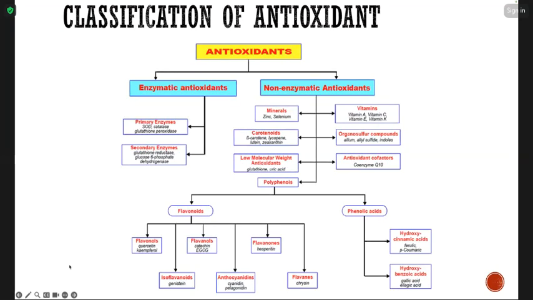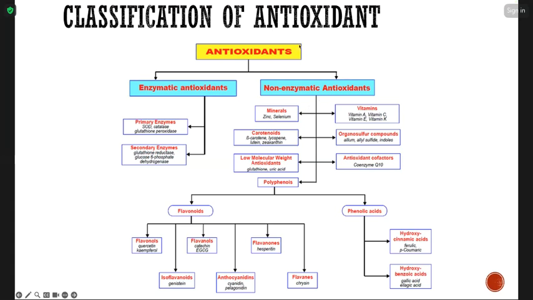So here, what I want you to know is the classification of antioxidants. There are two types of antioxidants: enzymatic antioxidants and non-enzymatic antioxidants. So if your research final project, S2 project or S3 project deals with antioxidants, my question is which antioxidant should belong, either enzymatic or non-enzymatic.